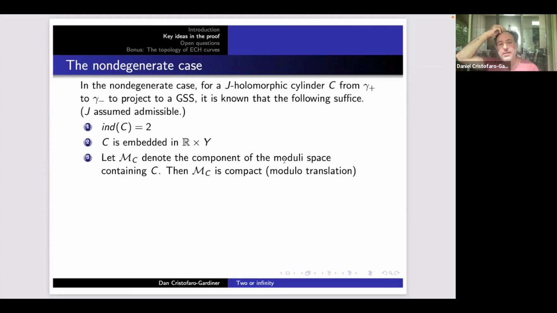I can look at the moduli space of all J-holomorphic curves, and I can look at just the component of the moduli space containing C. So I just look at the curves in the same moduli space component, and I'd like that to be compact. Well, it can't be compact because, in this admissibility condition, I want my almost complex structure to be R-invariant, and so there's a translation action on this moduli space. But modulo translation, I want this moduli space to be compact.